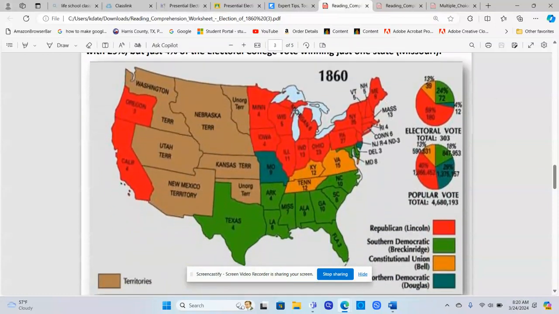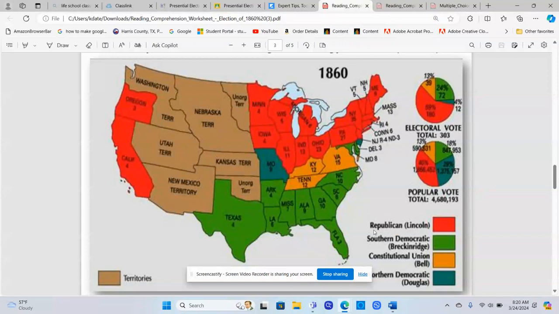And this is your map of the votes. Red is for Republican Lincoln, which are all these states over in here, as well as California here. Southern Democrats is the green, which is all in the southern area. And then you have right here, Maryland. You have the gold for the Constitutional Union, which is here. And the Constitutional Union is a part of the red people voting against slavery. And then you have the Northern Democrat Douglas, which is here.